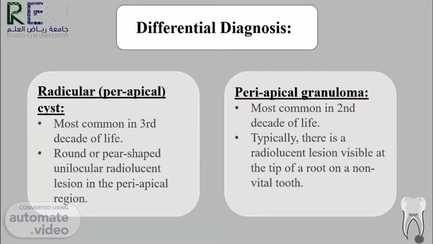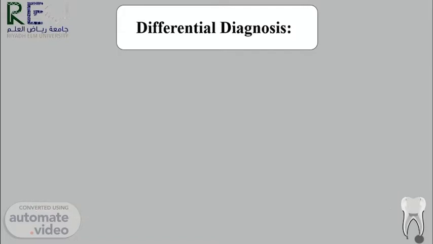Histopathology: when examining the tissue of periapical granuloma, hyperemia, edema, and chronic inflammation are observed in the periodontal ligament. Periapical granuloma is initially treated with a non-surgical procedure.